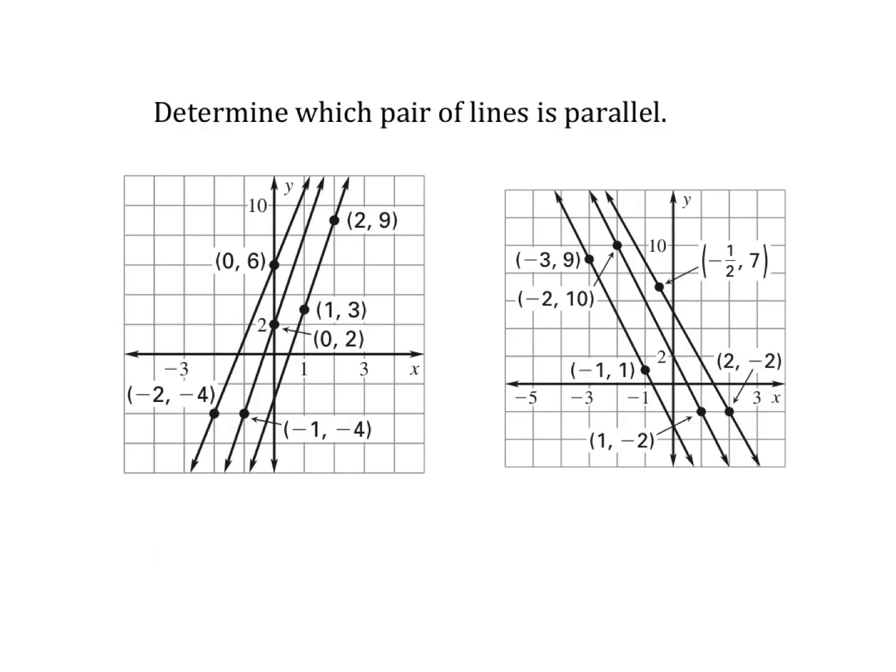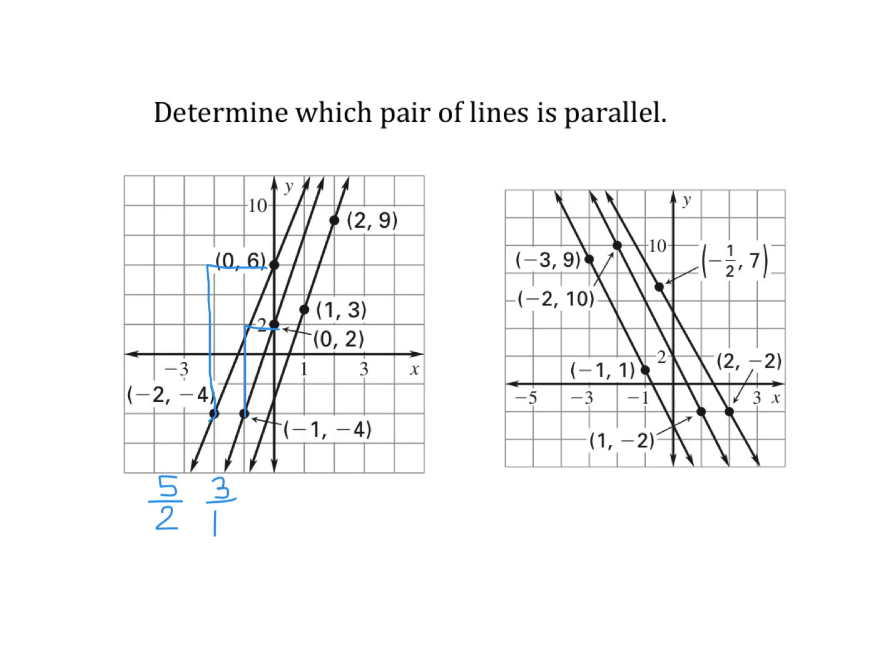We could probably just tell by looking which two lines are parallel, but I'm going to show with ordered pairs which two lines are parallel. So I'm just going to find the slopes by counting: 1, 2, 3, 4, 5, and over 1, 2. So this first line has a slope of up 5 and 2 to the right. And then the second line is 1, 2, 3, and 1. So that's going to be up 3 over 1, rise over run.